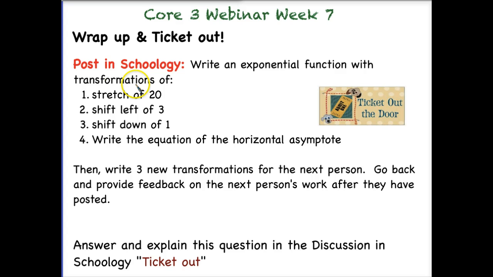So just do this: post an exponential function with these transformations. But don't worry about writing 3 new transformations for the next person. So I'll adjust that. Actually, I can do that. I just need to open it up so you guys can see everything. Sorry, you guys. I'll go ahead and open it so that you can see everybody's post, and that way you can do this. So write 3 new transformations for the next person, and then make sure you go back and provide feedback on their work after they have posted.